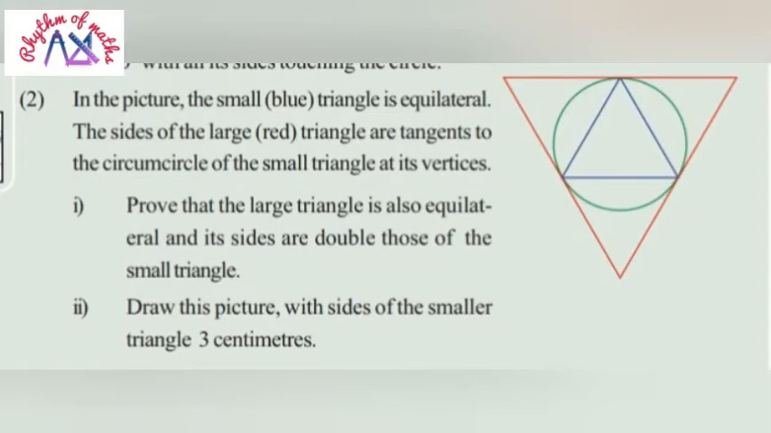In the picture, the small triangle is equilateral. The sides of the large triangle are tangents to the circumcircle of the small triangle at its vertices. First sub question: prove that the large triangle is also equilateral and its sides are double those of the small triangle. Second sub question: draw this picture with sides of the smaller triangle 3 centimeters.